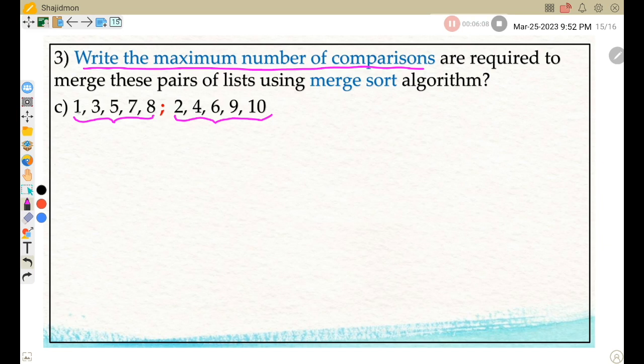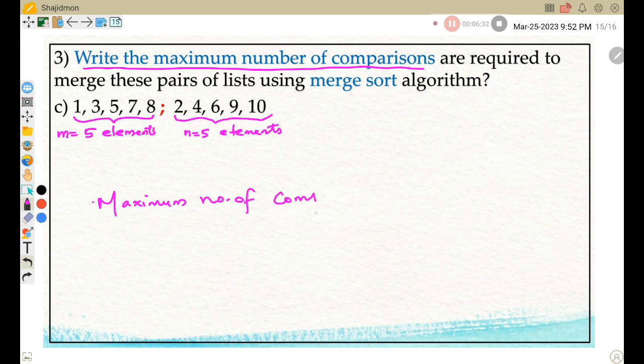How many elements are in the first list? 1, 2, 3, 4, 5 elements, correct? 5 numbers are there. And in the second list, how many elements are there? There also 5 elements are there, correct? 1, 2, 3, 4, 5. So m equals 5 and n equals 5. So we can write the maximum number of comparisons equals m plus n minus 1. m means 5 plus n also 5 minus 1. 10 minus 1 means 9 comparisons are needed.